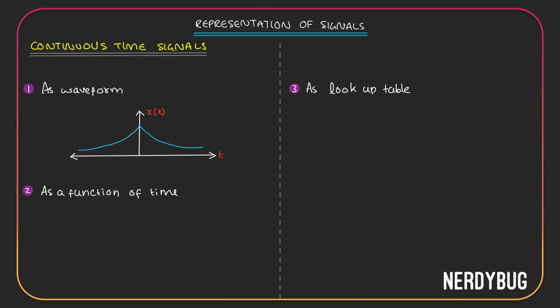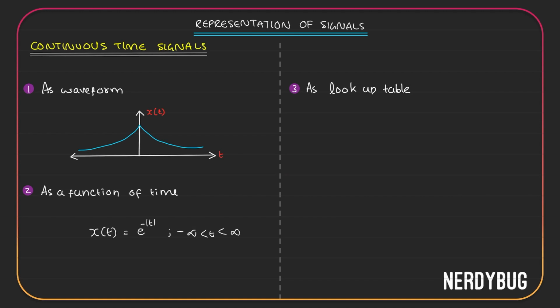If I want to define this mathematically together, I can write x of t is equal to e raised to minus modulus of t. And this is true for every value of t. So I will write minus infinity less than t less than infinity. So every value of t has been considered.